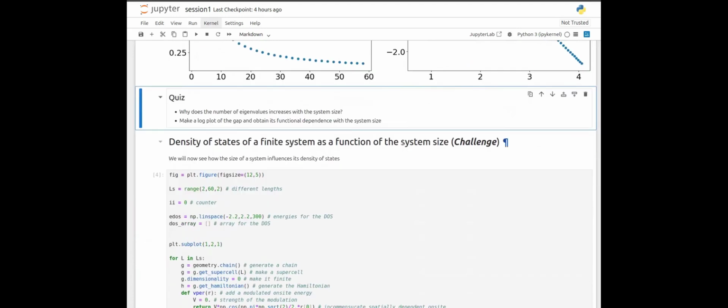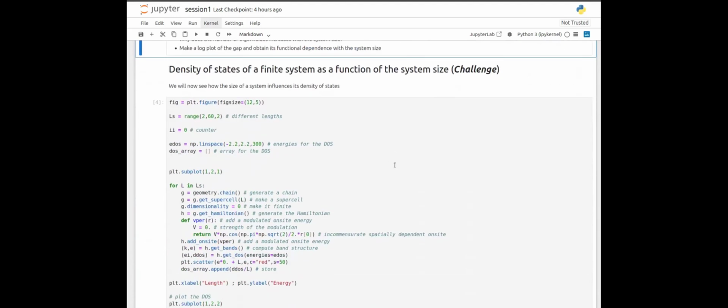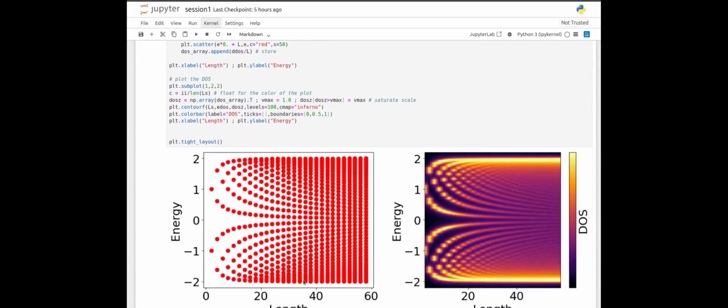Okay, so now let us move on to the next case, which is the density of states of a finite system as a function of the system size. This is, of course, a slightly more complicated problem, and let us go through it. First we can look at the plot. In the plot, what we have here is first the eigenvalues of the system as a function of the system size. This is very much like one of the plots before, and here we have the density of states.